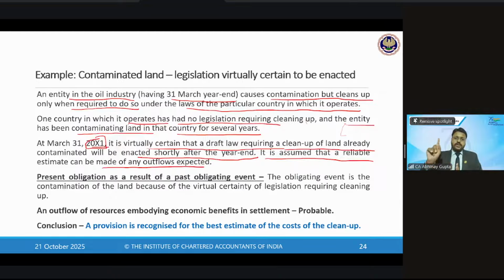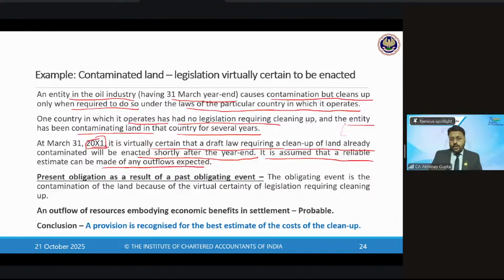Satisfied. So condition number one, past event occurred. Yes or no? Yes. Condition number two, present obligation because of this past event arises. Yes or no? Yes. Probable outflow, right? Estimate, fact says can be measured reliably. Third condition is also met. So provision will be required to be recorded for these costs, yes or no? Yes, provision is required. Okay.